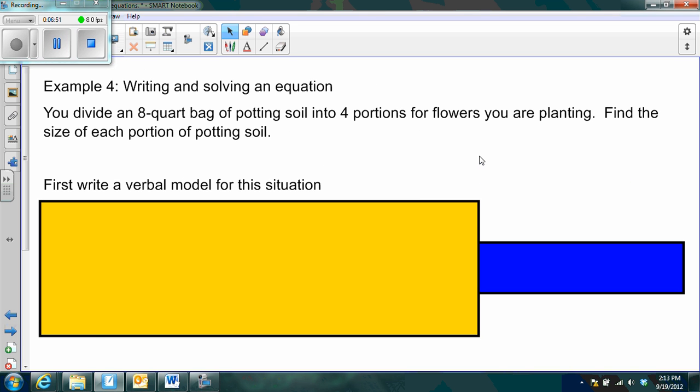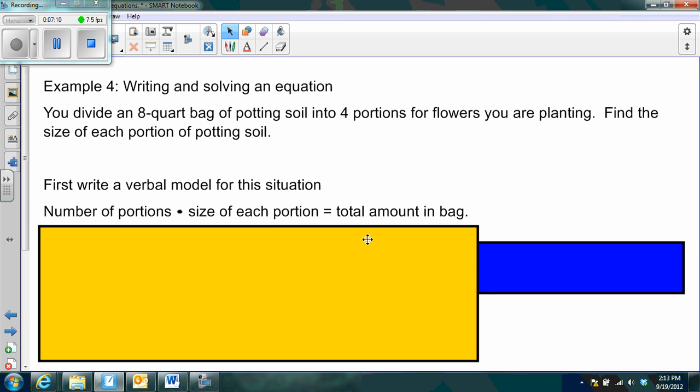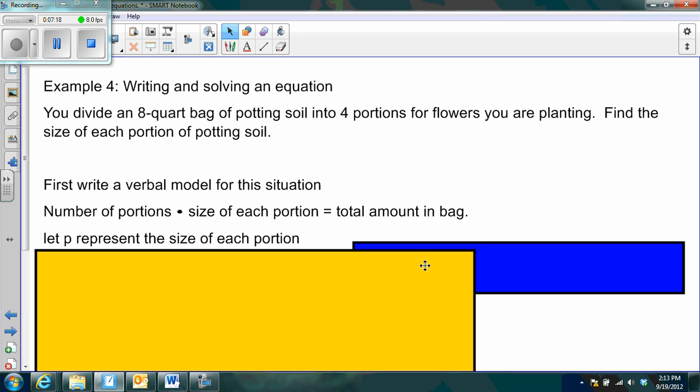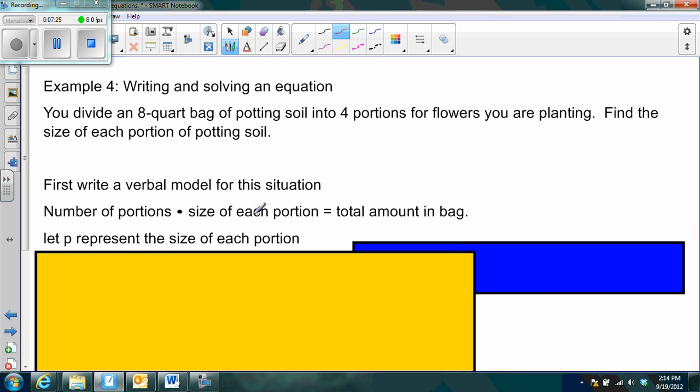And lastly, the fourth example in this section is writing and solving an equation. This is using your verbal model. So you divide an 8-quart bag of potting soil into 4 portions for your flowers you are planting. Find the size of each portion of potting soil. So in this case, you could say the number of portions times the size of each portion equals the total amount in the bag. And in this case, we can let P represent the size of each portion.